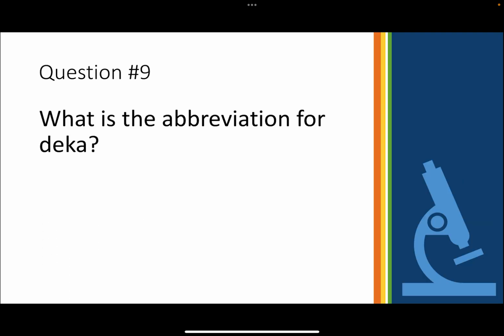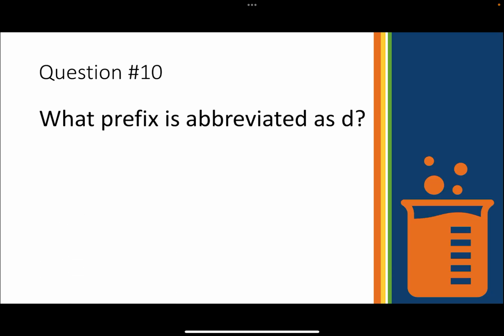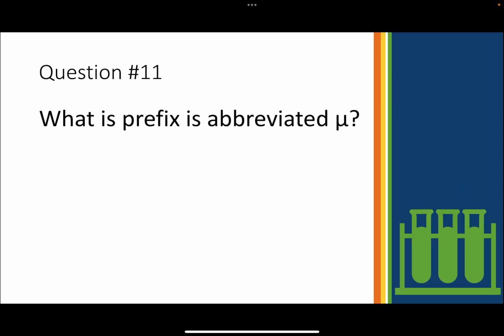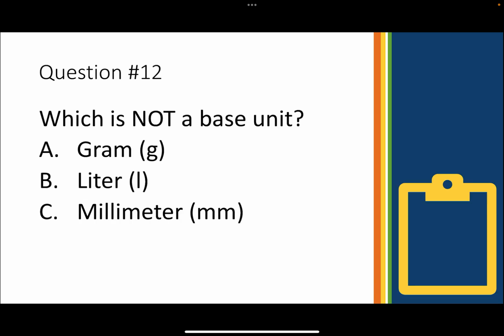The abbreviation for deca is a lowercase da or a capital D. The prefix abbreviated as lowercase d is deci. The prefix abbreviated with a mu is micro. The one of these that's not a base unit, so if you look through, grams is 1 letter, liters is 1 letter, millimeters is 2. It has a prefix, and then it has its base unit.